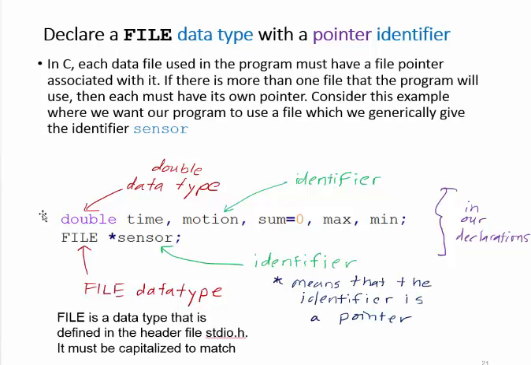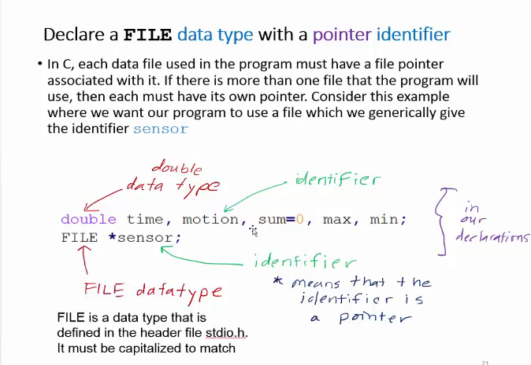You're used to making declarations. Here's a declaration where I've declared a data type double, and I'm using identifiers of time, motion, sum, max, and min. These names of variables are called identifiers, but an identifier is really reserving a place in memory where we can put our data from the program. It's just the name of a place in memory, and it makes it more human readable for us.